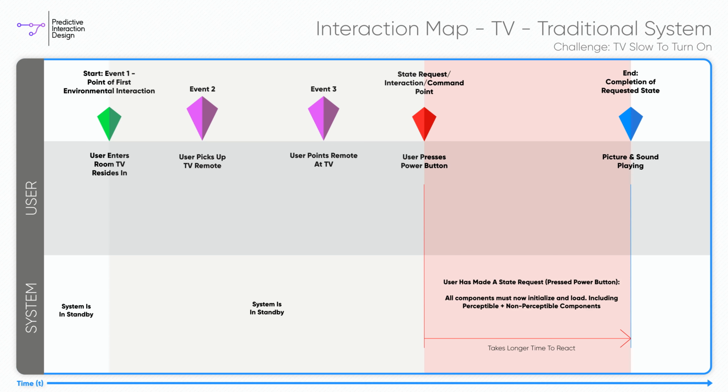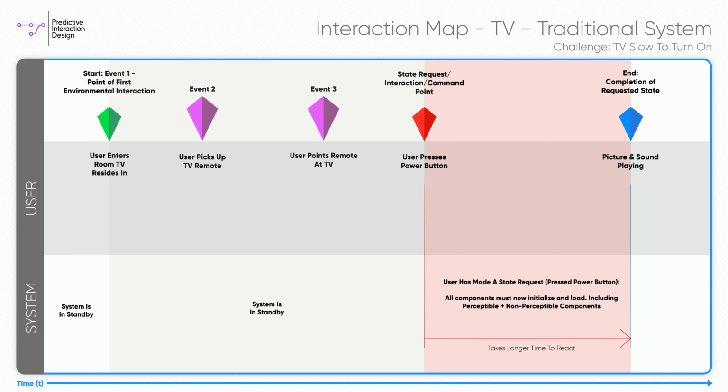Then the user picks up the TV remote. Then they point it at the TV. Again, while this is happening, the system is still in standby. And then at the point the user presses the power button, so that's their interaction or state request, the user then has made this state request, and then all components must now initialize and load, including the perceptible and non-perceptible components. And then the user eventually gets picture and sound playing after some time.